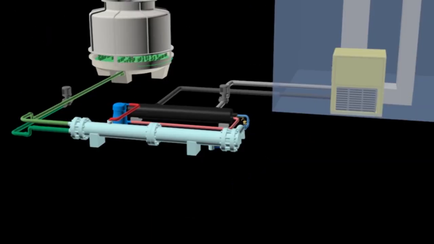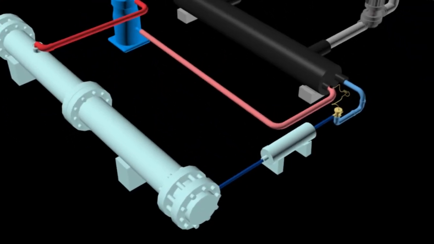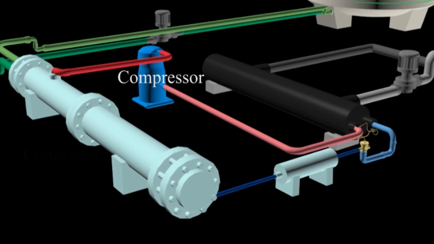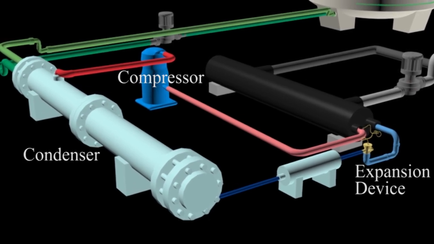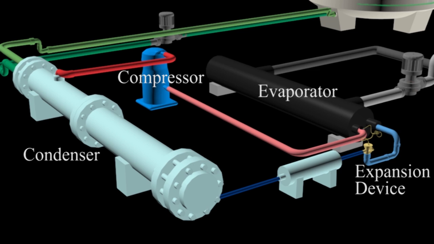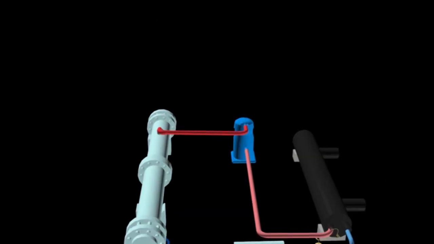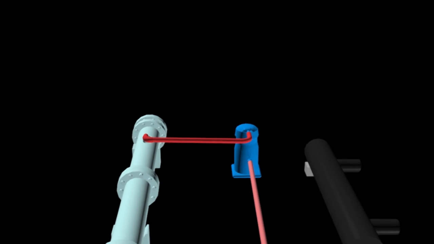Refrigerant cycle. The refrigerant cycle consists of four basic components, which are compressor, condenser, expansion device and evaporator. An additional component called a filter dryer is also included in the system. Compressor. The compressor works to increase the pressure of the refrigerant.